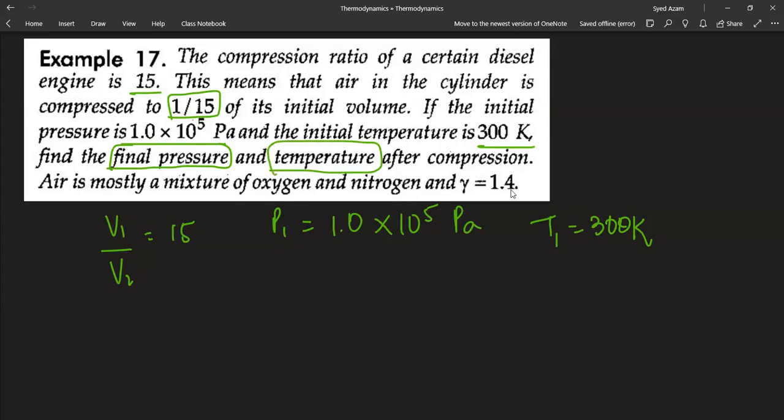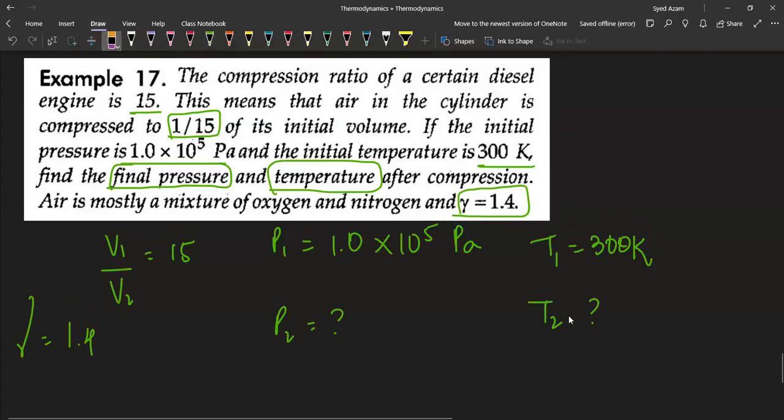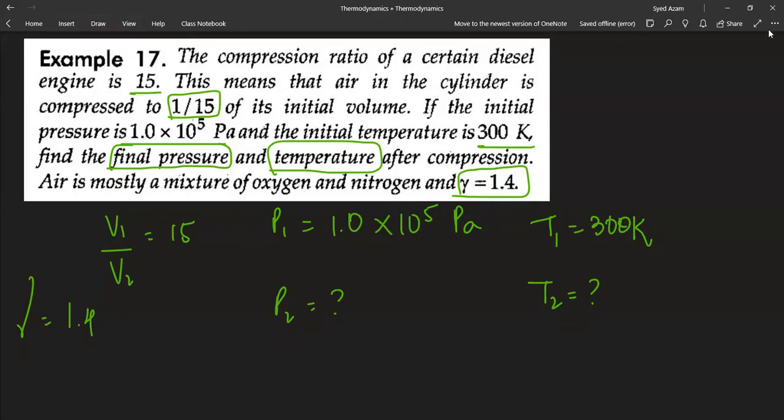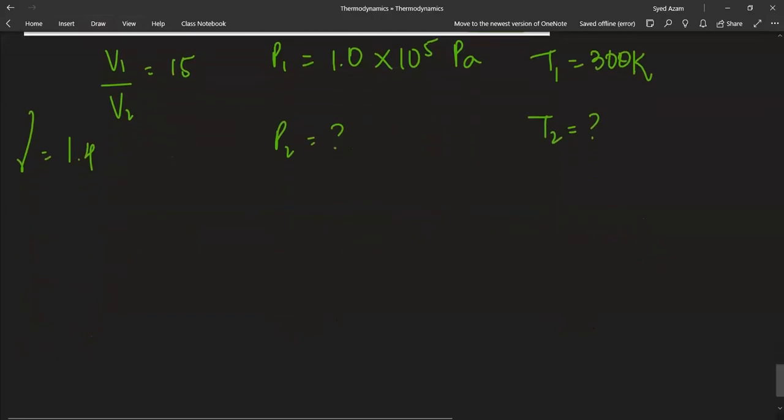And temperature after compression, gamma is given as 1.4. Gamma is used for the adiabatic processes. So basically you have to calculate this P2 and you have to calculate this T2. P2 and T2.